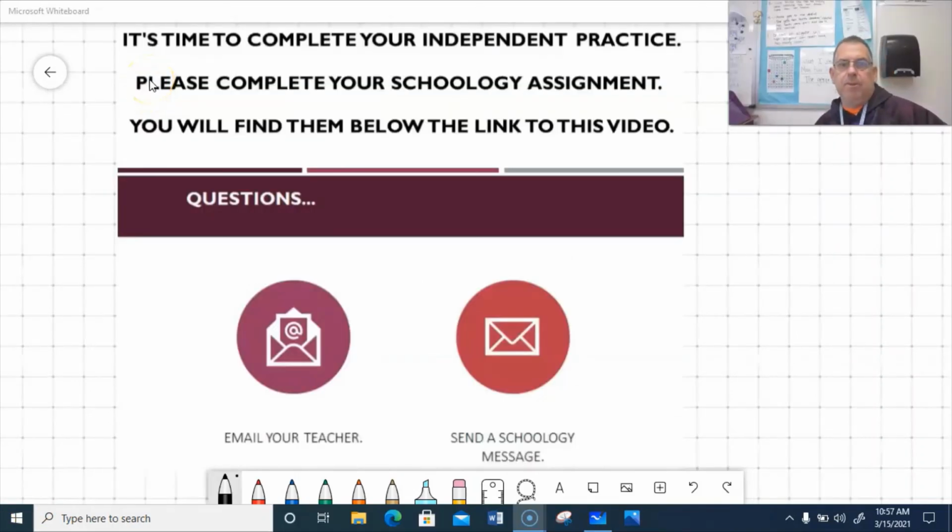Okay, it's now time to complete your independent practice. Please complete your Schoology assignment. It'll be a blue puzzle piece at the bottom. That's the last thing in today's folder. And be sure to take your time. I'll put something in there for you to print out and work it out in pencil and paper. I always think that students do better if they have the work in front of them, they're working on it versus working on the computer.